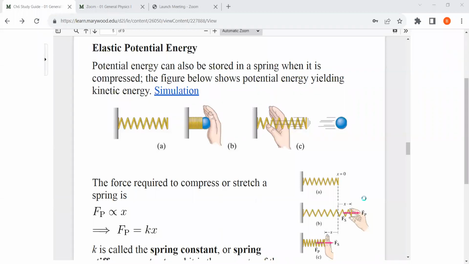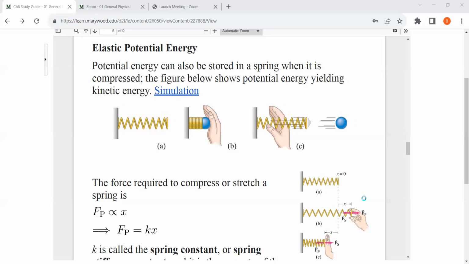All right, so let's start with elastic potential energy, and this is the second part of the chapter 6 lecture. By its name, elastic potential energy is basically related to elastic material. For example, a spring can have elastic potential energy. So what is elastic potential energy?